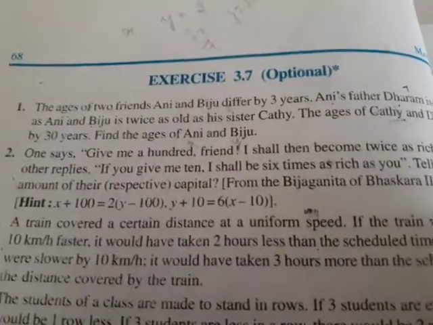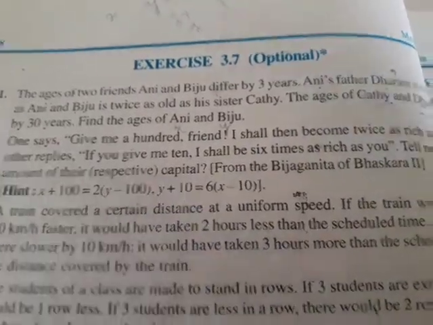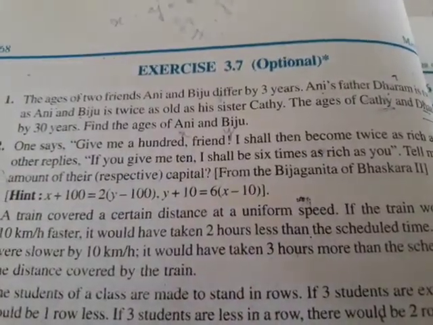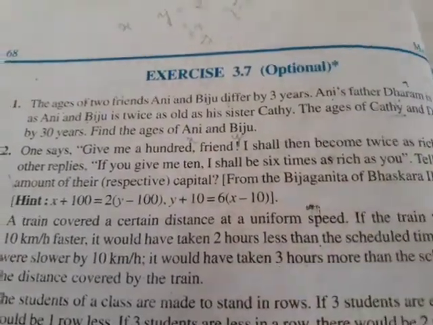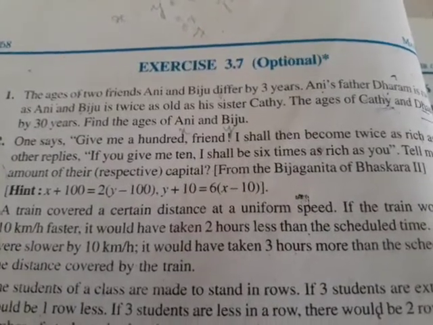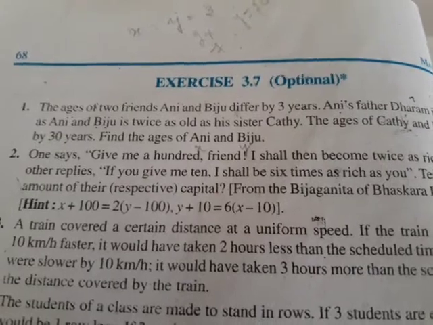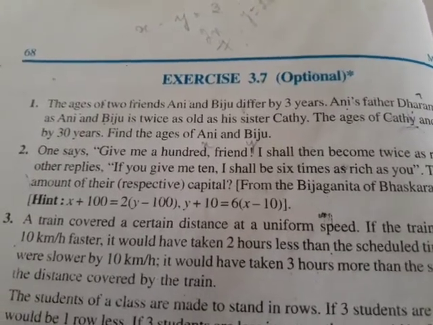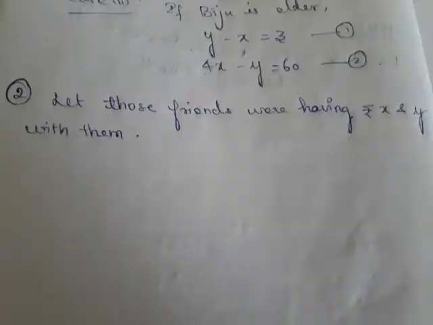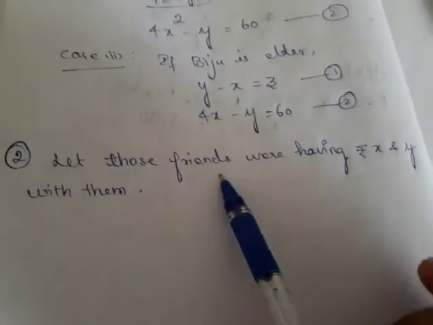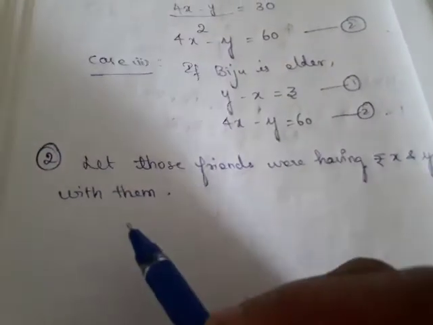This will give our first equation. Then the other one says, if you give me 10, I shall be 6 times as rich as you. If you give me 10 rupees, then I will become 6 times as rich as you. So using this information, we need to find what amount both the friends had initially. Now let us see how we can do this. As usual, we assume those friends were having rupees x and y with them. Now let us frame our first equation.